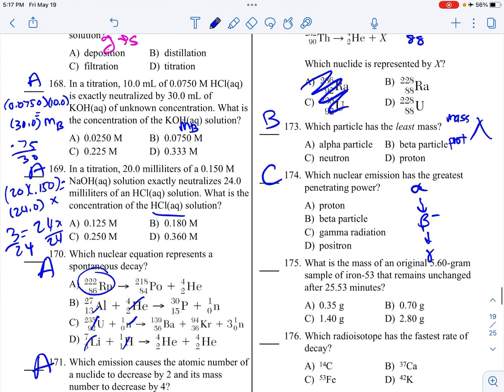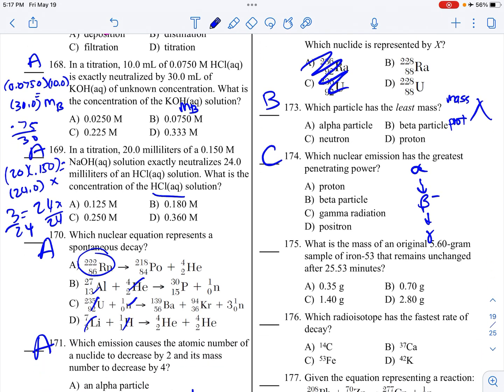Alpha can be blocked by your skin or a piece of paper. Beta can be blocked by aluminum. Gamma can only be slowed down by some lead.